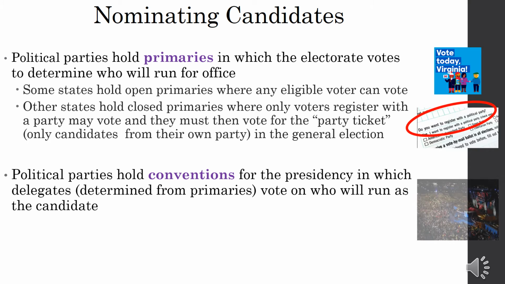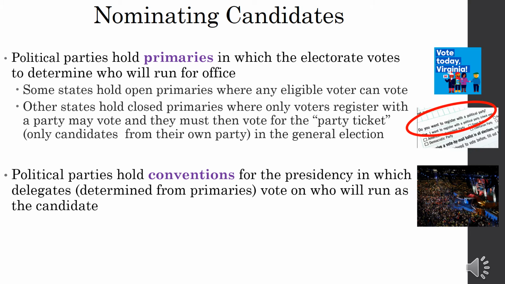Political parties hold conventions for the presidency of the United States of America, in which delegates, that's determined from the primaries, these are people who represent people in states, vote on who will run as the candidate. What does this look like?